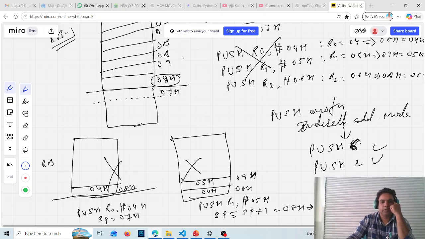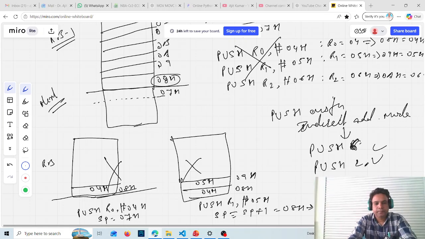We'll continue about push and pop in the next class. Next class we'll discuss this push and pop instruction.